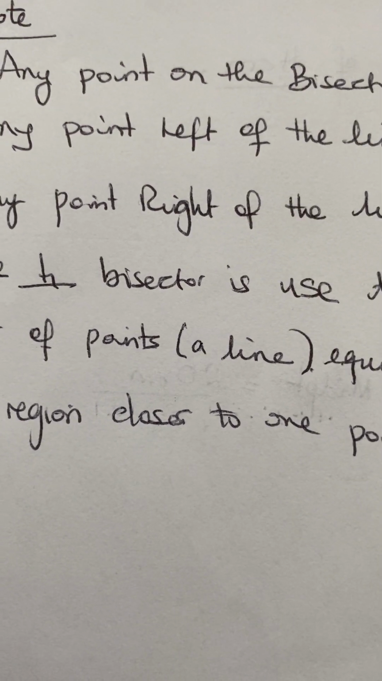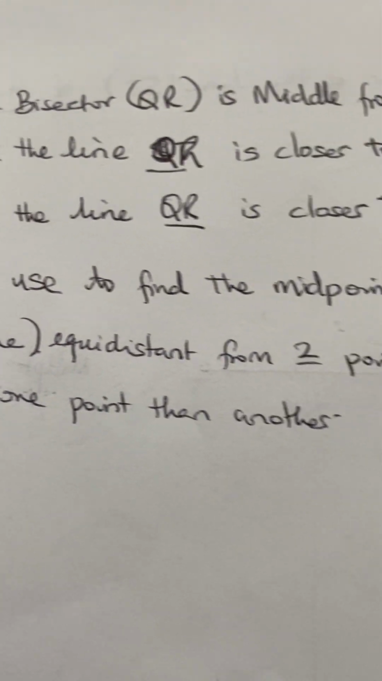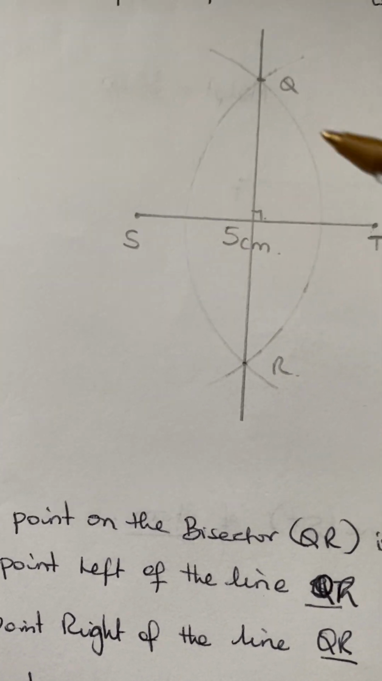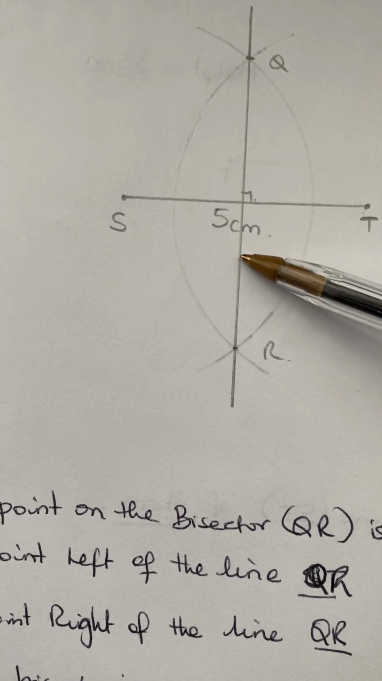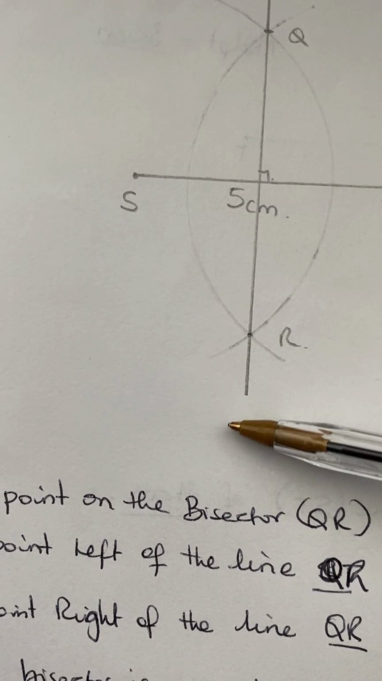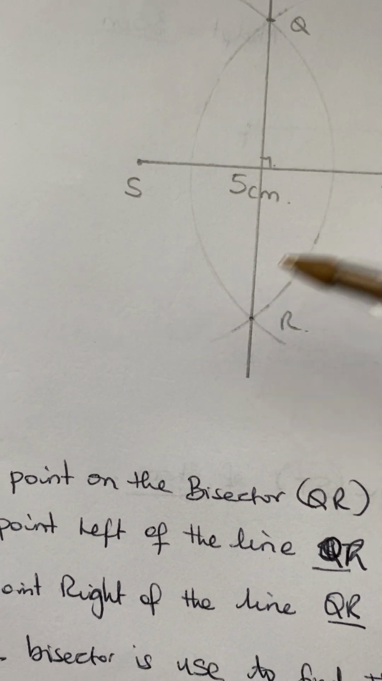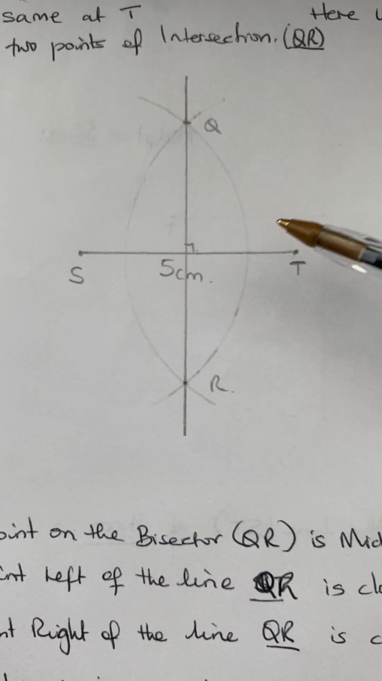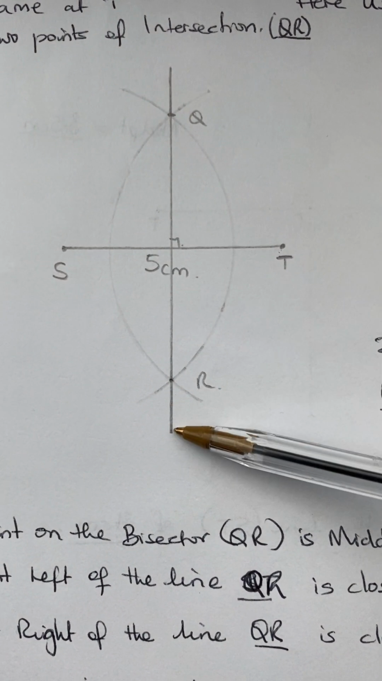The perpendicular bisector is used to find the midpoint of a line segment, which I have told you from the beginning. So if you are told to find the midpoint of a 6 centimeter line, what they are actually telling you is to find the perpendicular bisector.